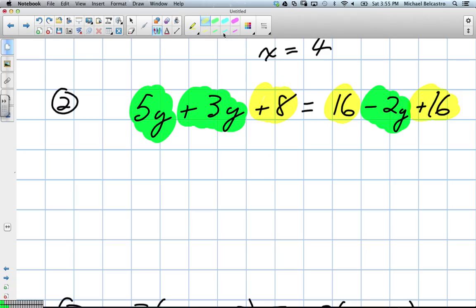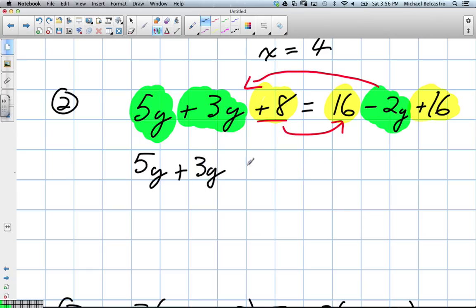Again, we want to get all like terms on one side. So we obviously want to move this negative 2y to this side, right? Because there's already 2 there. And this positive 8, we want to move to the other side. So we'll try to do this all in one step. One side will read 5y plus 3y, minus 2y. Not minus 2y, oh, plus 2y. Exactly. And then the other side will read 16 plus 16, minus 8, because it's a positive 8. So we did 2 movements in one step.